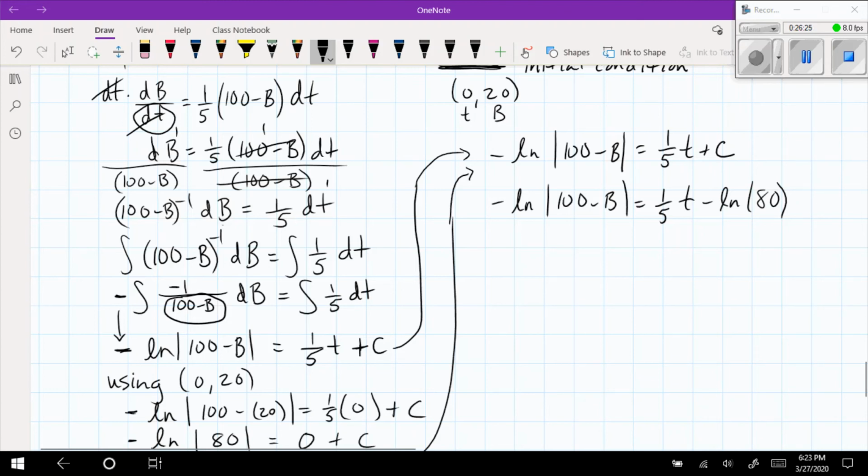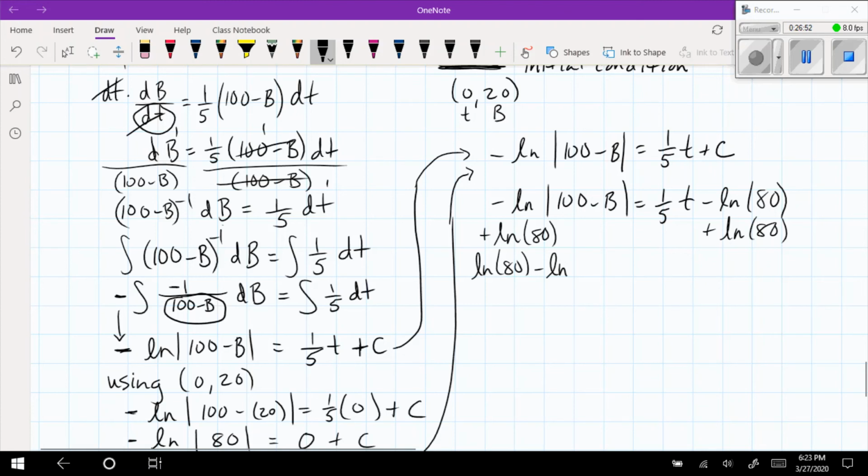I'm going to get my natural logs together so that I can use my properties of logarithms to make just one logarithm. So I am going to add the natural log of 80 to both sides of the equation. I'm going to add natural log of 80. And this is going to give me natural log of 80 minus the natural log of 100 minus b.